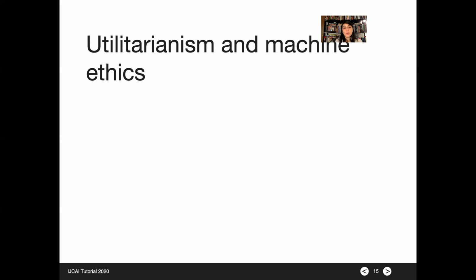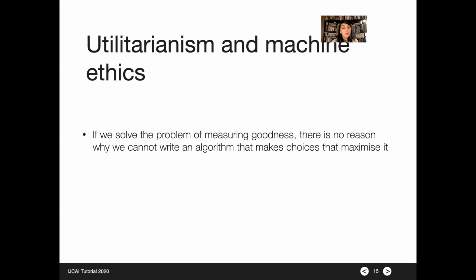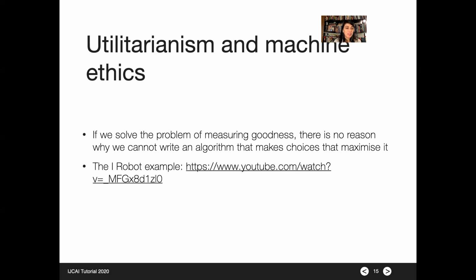Utilitarianism has a special role to play in machine ethics. If we solve the problem of measuring goodness and badness, there is really no reason why we cannot write an algorithm that makes choices that maximize it. We often find this observation is the first thing that people think about when we think about automating ethical reasoning. And it has been a very popular topic in science fiction in general, so I couldn't resist.